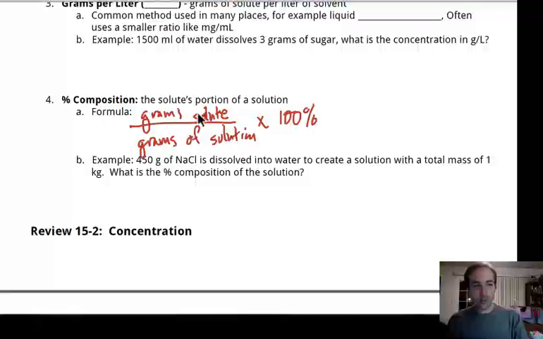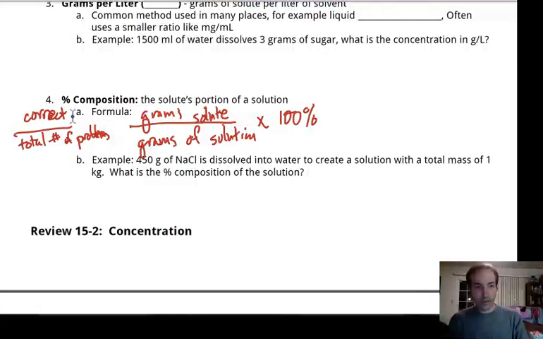Now, if you're having trouble remembering solute and solution, think of it in terms of when you take a test and you're trying to figure out what your percent is, right? You want to look at the number that you got correct over the total number of problems, and then you multiply it times 100%. Well, what you got correct, the part of the whole test that you want to look at, is equivalent to the part of the solution we want to look at, which is the solute. And the total, because we're comparing what we got correct to the total number of problems, is like comparing the amount of solute to the total amount of solution.